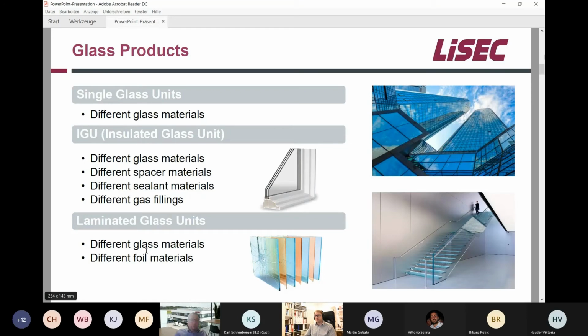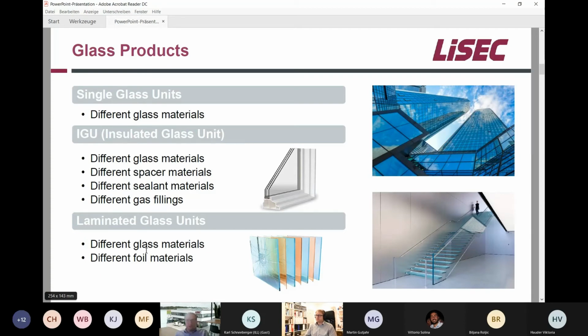Mainly the glass products are divided into three categories. We have single glass units, which is more or less a single glass sheet, and this can be of different materials, like explained, but there is also sometimes even complex processing that gets applied to these glass sheets.